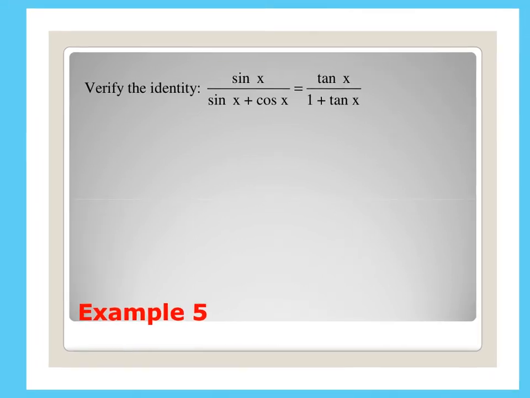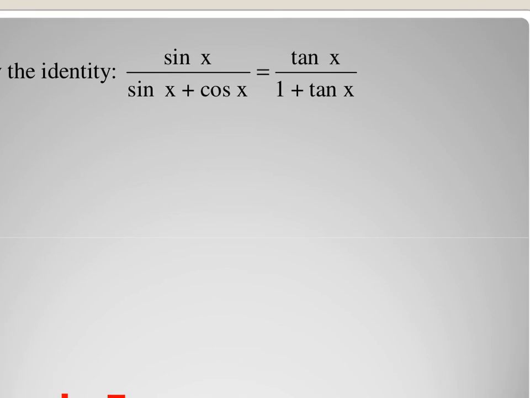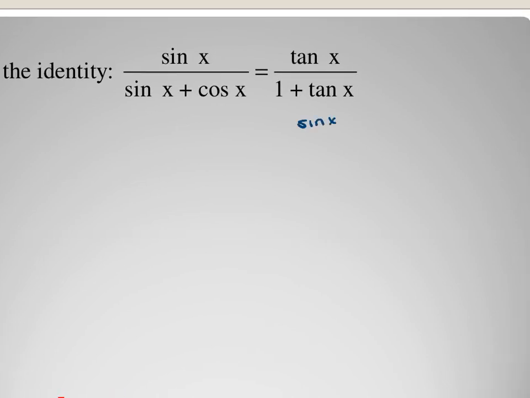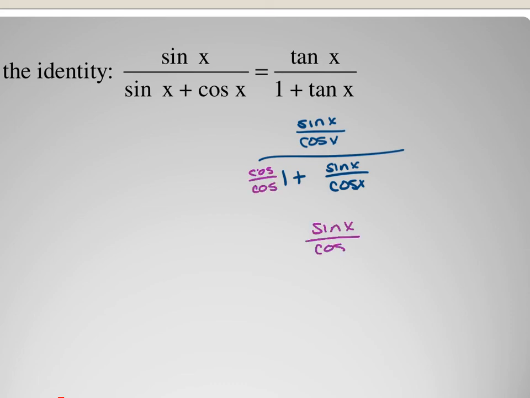What I can do is change tangent to sine over cosine, right? In the top, I can do sine over cosine. And in the bottom, 1 plus sine over cosine. If I wanted to make the bottom one fraction, what does 1 become if I want to combine it with sine over cosine? Cosine over cosine, right? So this is sine x over cosine all over cosine x plus sine x over cosine. With me so far? Can we cross multiply? Like from the beginning? Yeah.